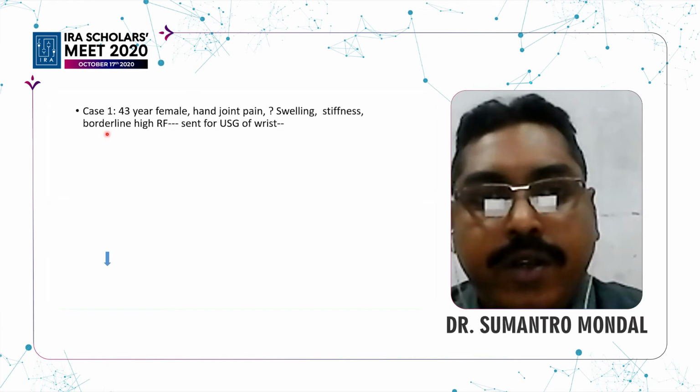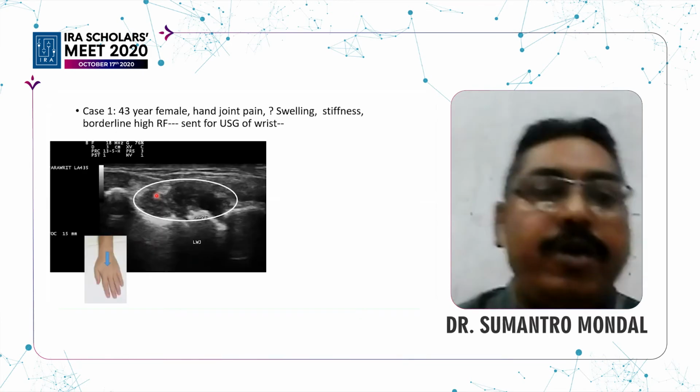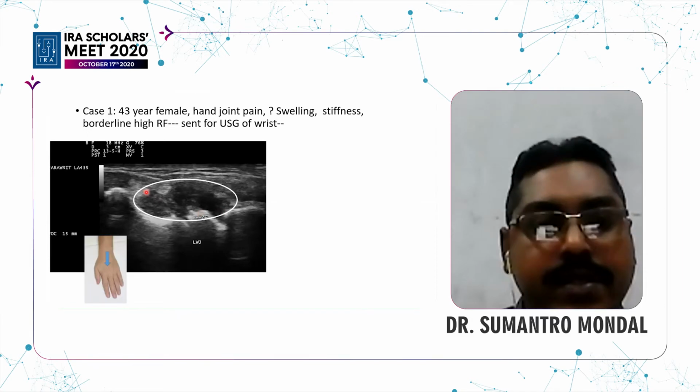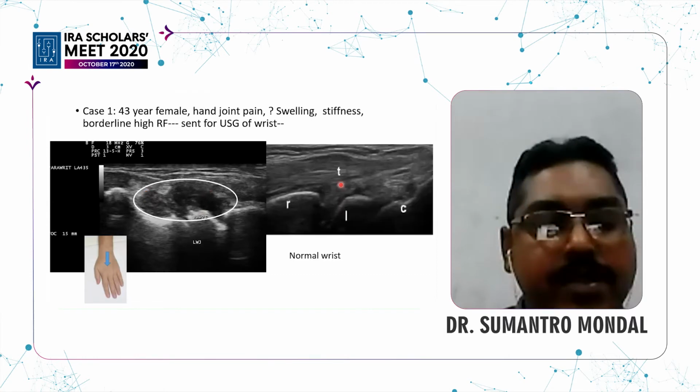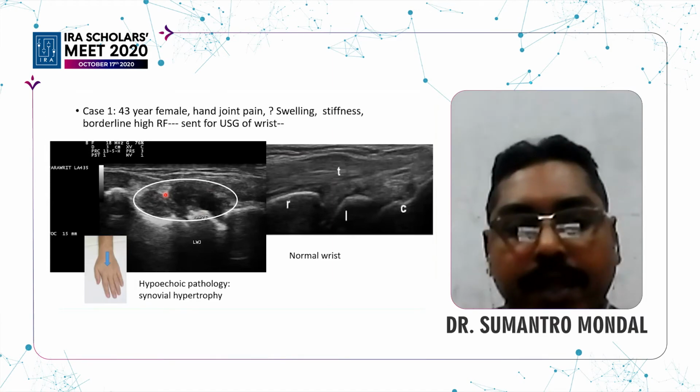And you find some such types of pathologies in the left wrist joint. This is the radius, this is the lunate, and this is the capitate, and the radiocarpal and the intercarpal space is filled with some hypoechoic structures. Let us compare with a normal wrist, and we can say probably this is a hypoechoic synovial hypertrophy.